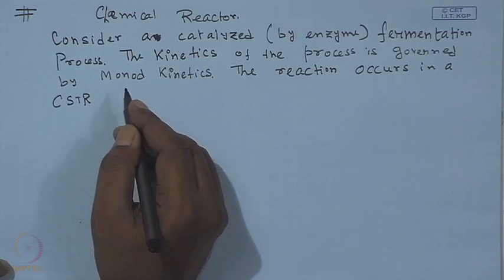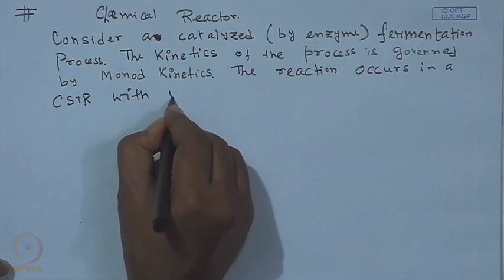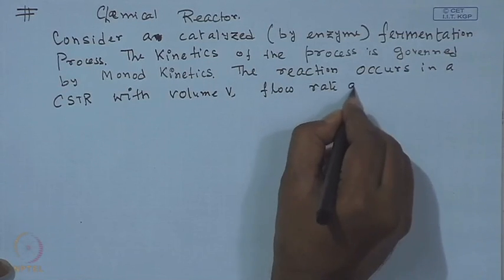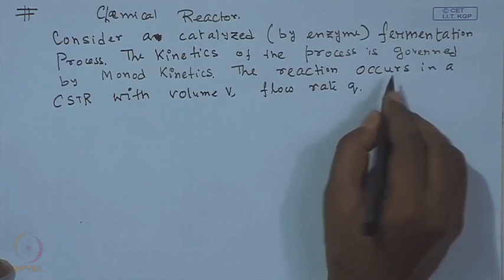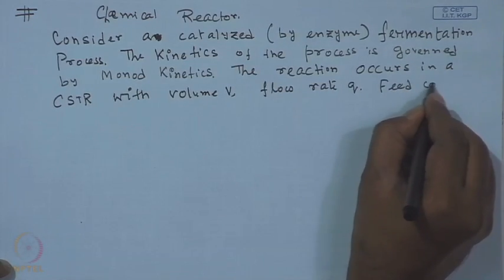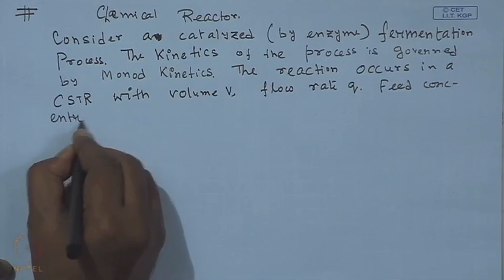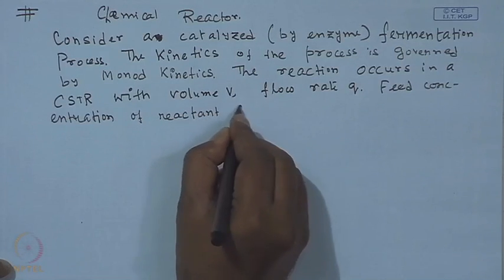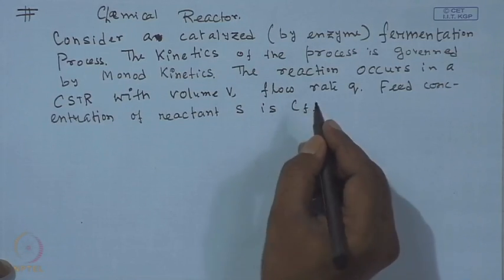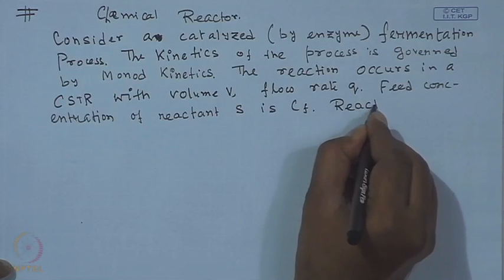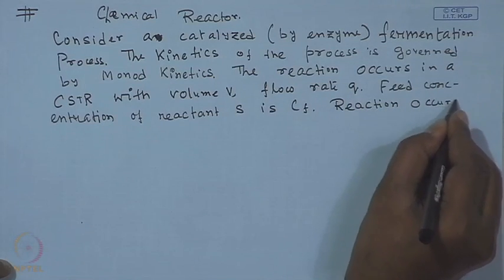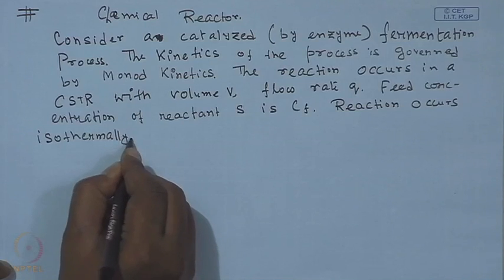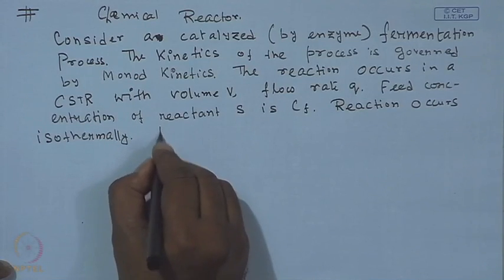The reaction occurs in a CSTR with volume V and flow rate Q. The feed concentration of reactant S is CF, and the reaction occurs isothermally and it is an irreversible reaction.